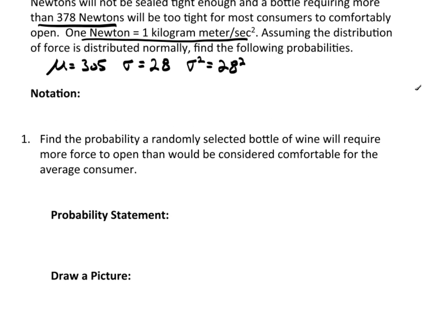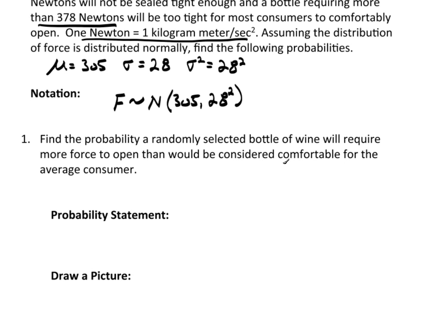Well, the first one says find the probability a randomly selected bottle of wine will require more force to open than would be considered comfortable for the average customer. Let's go back and do a little bit of notation here so that we can work this out. I'm going to use F as my random variable. Why not force? So force is believed to be distributed normally with a mean of 305 and a variance of 28 squared. This is extremely important. It just specified our distribution, so we will be able to find probabilities with it.